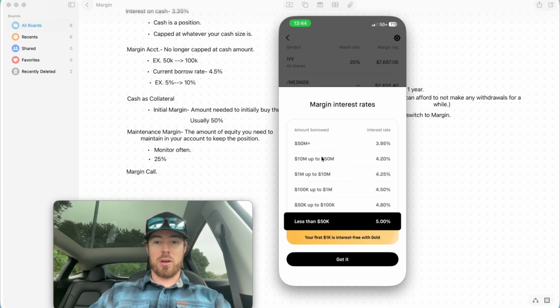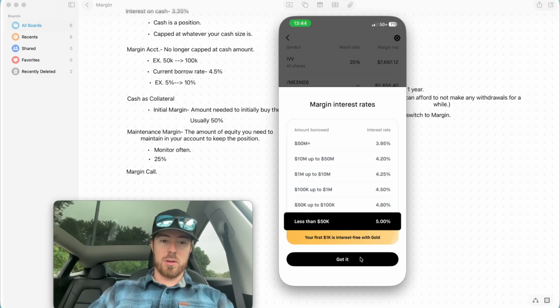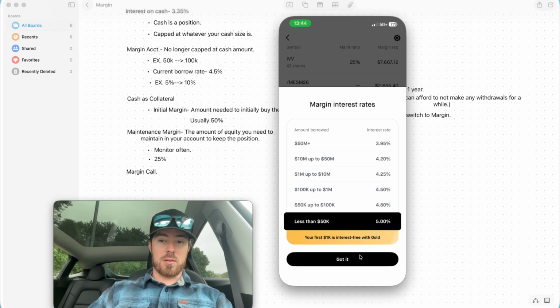View all rates is going to show you if you want to borrow more and more. If you're a millionaire and you want to borrow $1 million, if you have $250,000 and you want to borrow that, your rate is now 4.5%. Your rate gets lower and lower the more that you borrow, but you have to have that collateral to be able to put that up. So for me, it's 5%.